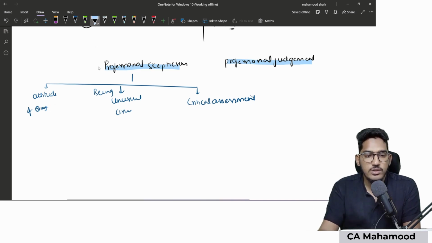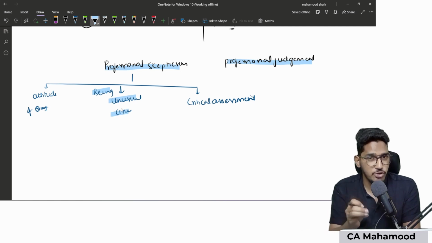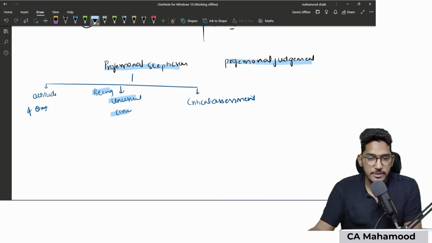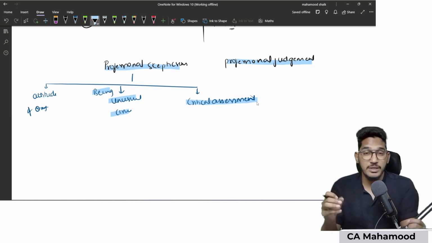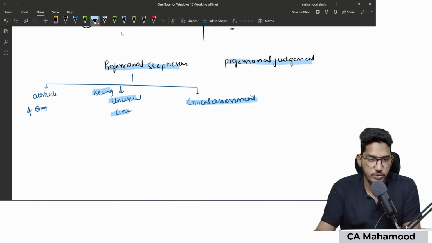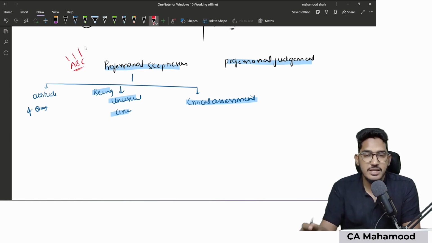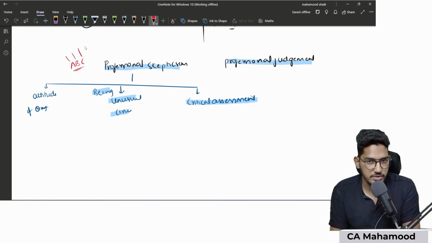Number two, it involves being alert to unusual circumstances. Whenever you come across unusual circumstances, you should not ignore them. You have to remain alert to them. And whatever audit evidences you are gathering, you have to make a critical assessment, a critical analysis of audit evidence. So in short, I call it the ABC of professional skepticism: attitude of questioning mind, being alert to unusual circumstances, critical assessment of audit evidences.